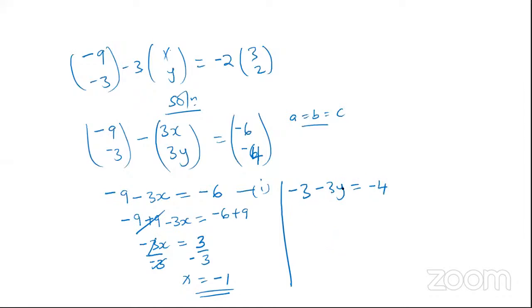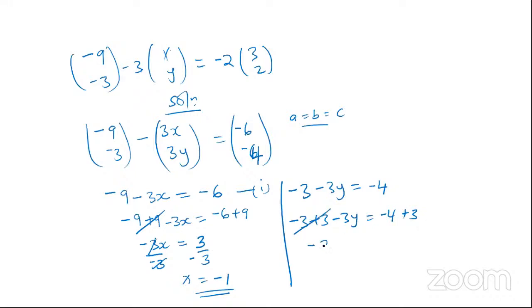Bring this one this side, and then bring 4 this way, and then 3 take it the other side. Or you take just the 3 the other side. So we shall get minus 3 plus 3 minus 3y is equal to minus 4. Okay? Plus what? Plus 3.